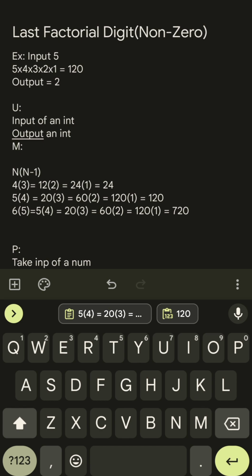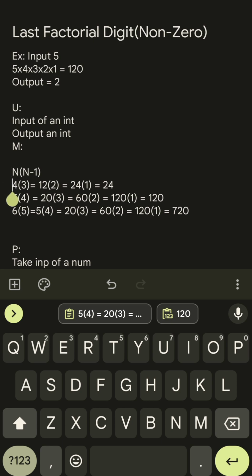And now moving over to the matching portion. What we have here is the equation n times n minus 1. So of course we're taking our number and multiplying it by the number minus 1, and that's pretty much what we're looping through until we get 1.